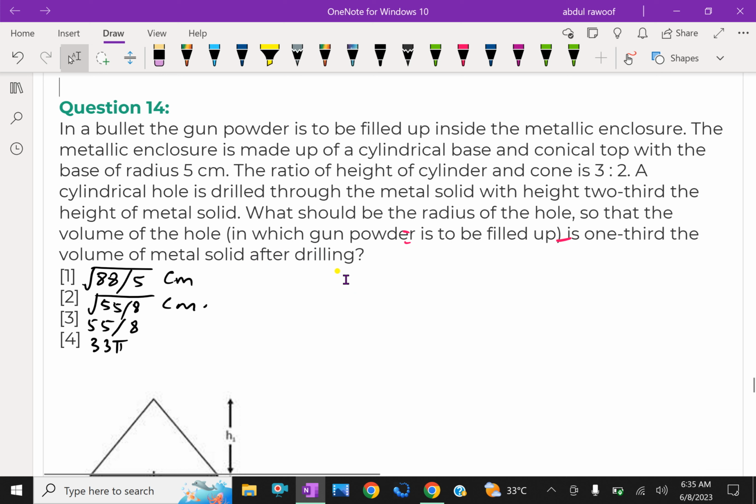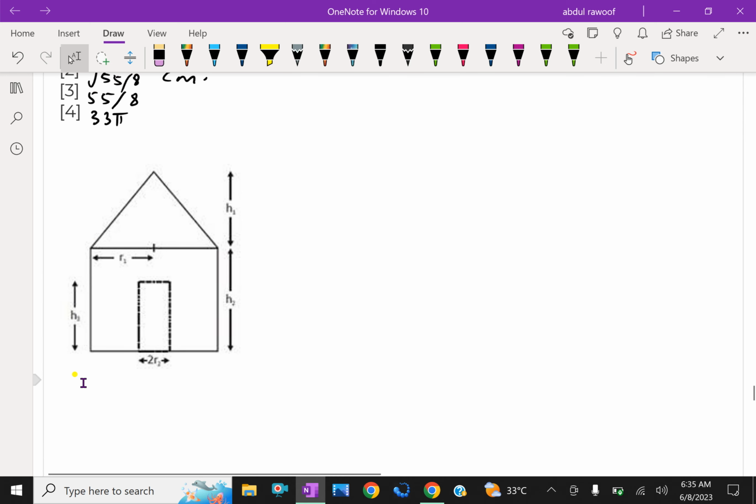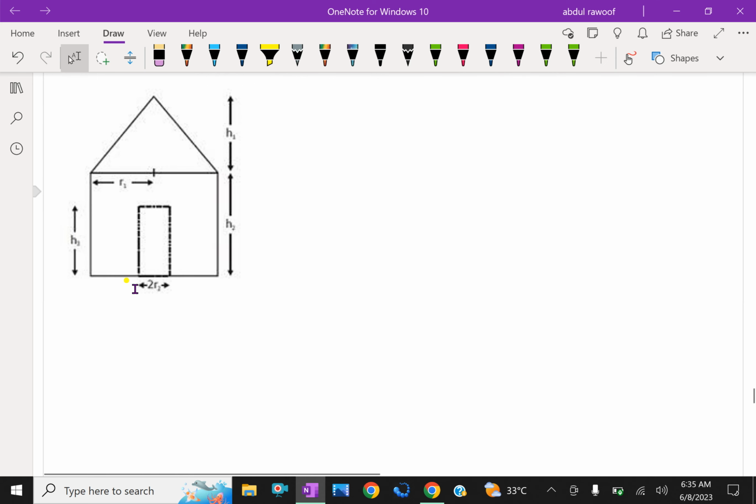Now, here, this is the front face. Here, in a bullet, the gunpowder is to be filled inside the metallic enclosure. This is the metallic enclosure given, with H1, H2, H3, all the given things. From this, volume 1, volume of the whole body.